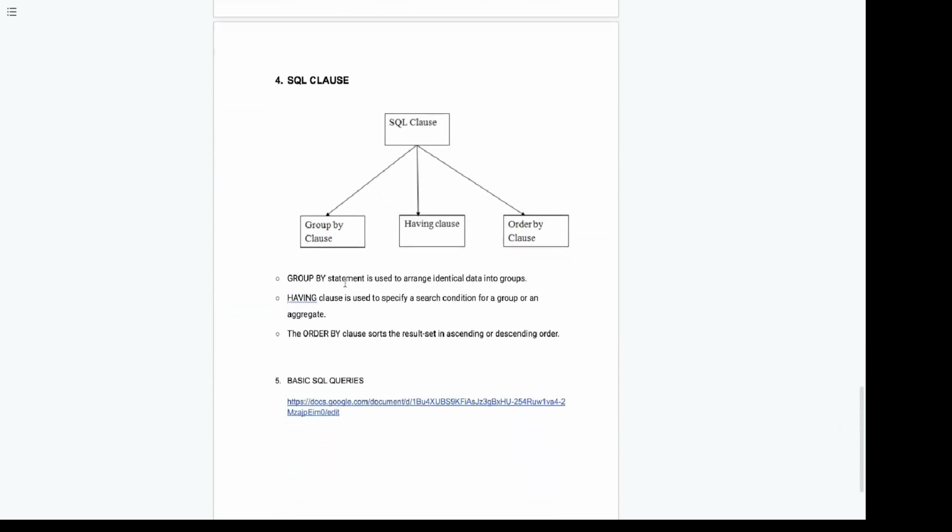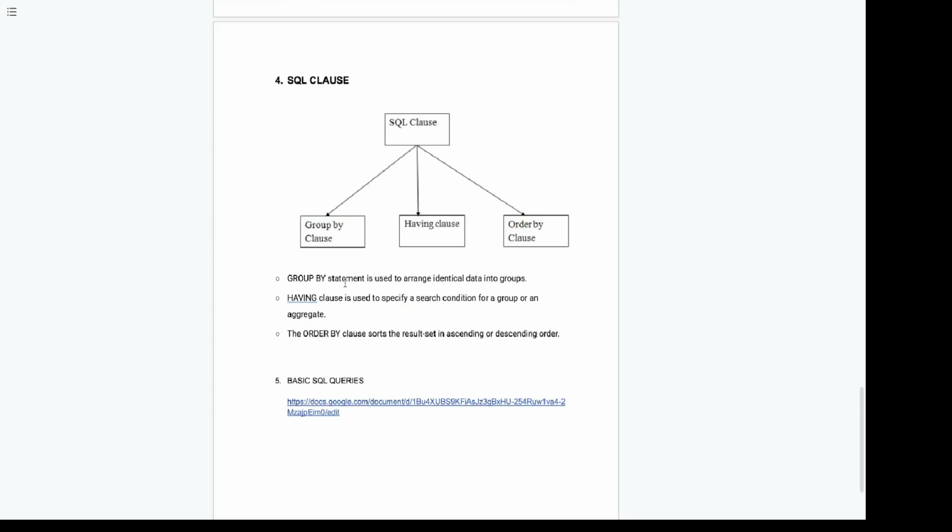Now coming to the fourth question, SQL clauses. This is also a very famous and important question. Mainly there are 3 types of SQL clauses: group by, having clause and order by. Among all these, we mostly use group by and order by. So what is group by? Group by is generally used to arrange identical data into groups.